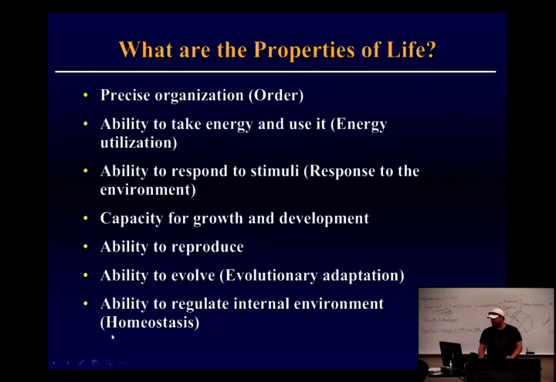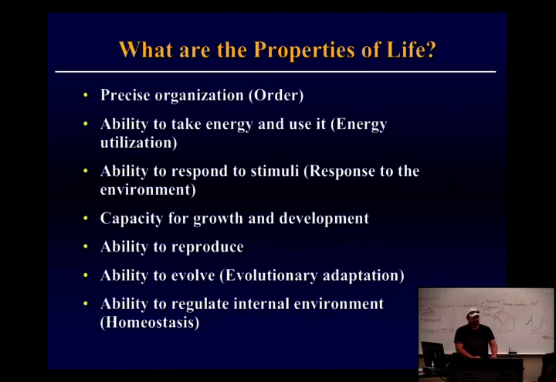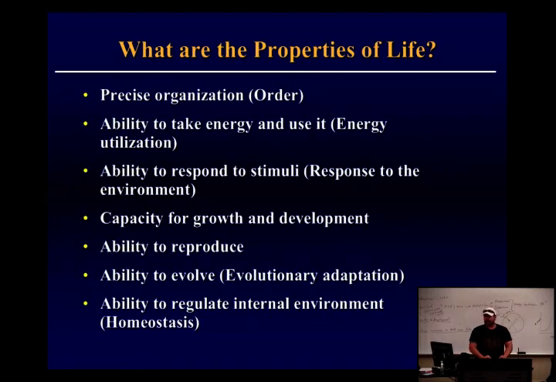Growth and development we covered. Reproduction we covered. Evolutionary adaptation. And the last one, this is super important. So your body has to have the ability to regulate its internal environment. So it has to maintain a relatively constant internal environment. What happens if you have a really high fever, let's say 107? So why does it shut down? Okay. Do you know why? Burning brain cells.